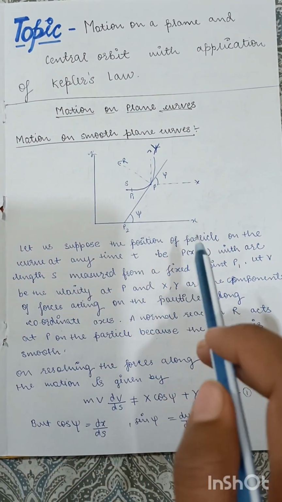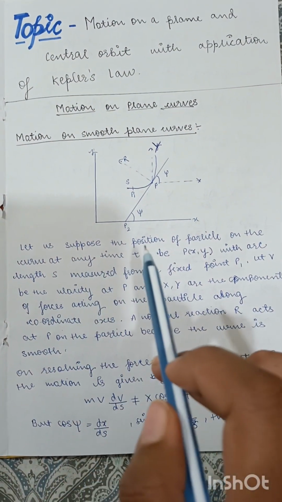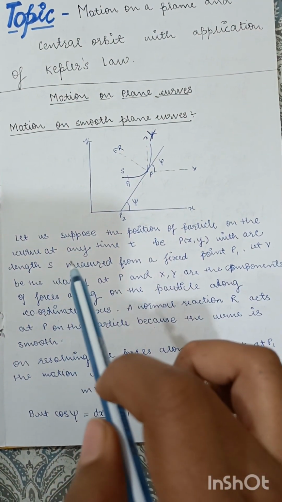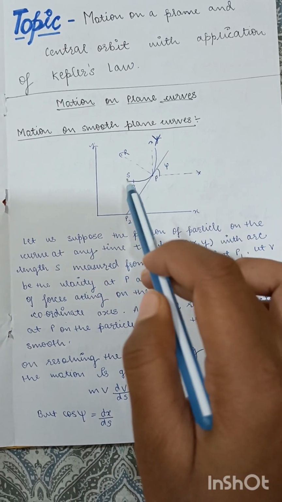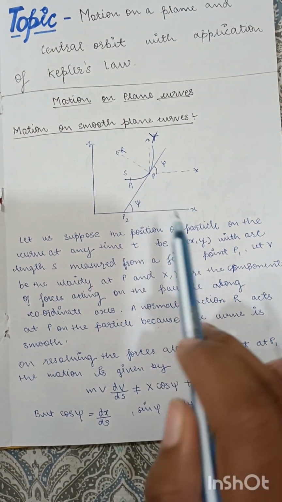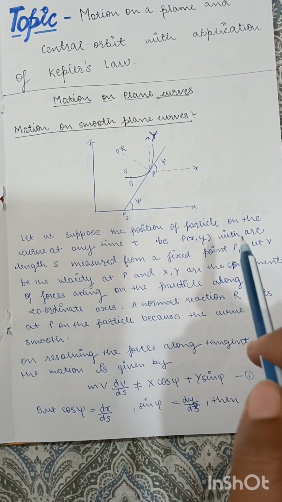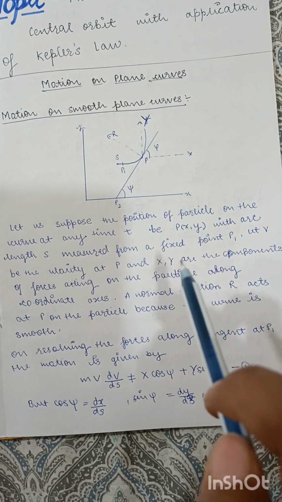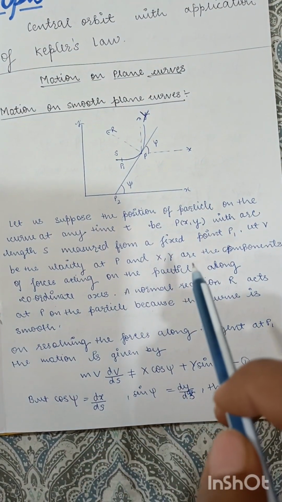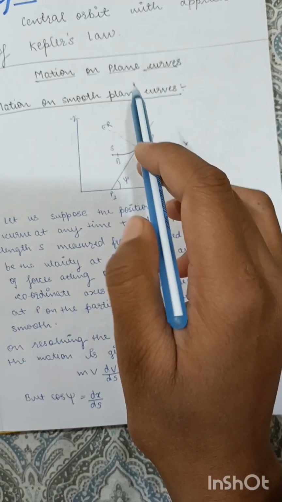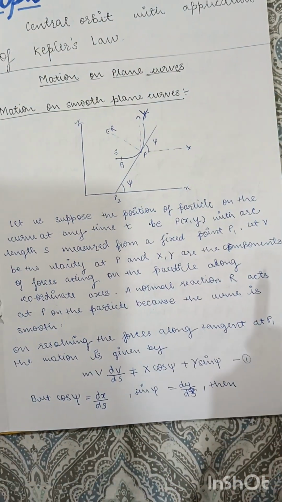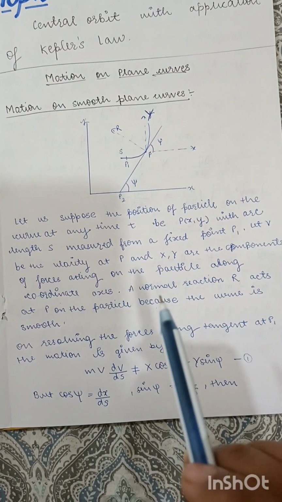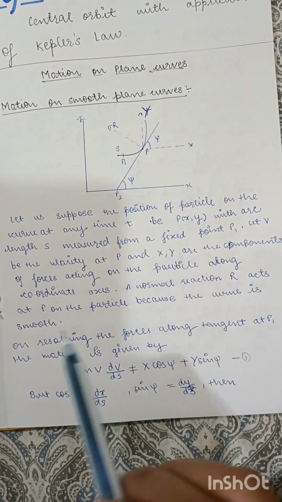Let us suppose the position of a particle on the curve at a time t be P(x, y) with arc length s. This arc length s is measured from a fixed point P1. Let v be the velocity at P, and X, Y are the components of a force acting on the particle along the coordinate axes. A normal reaction R acts at P on the particle because the curve is smooth.